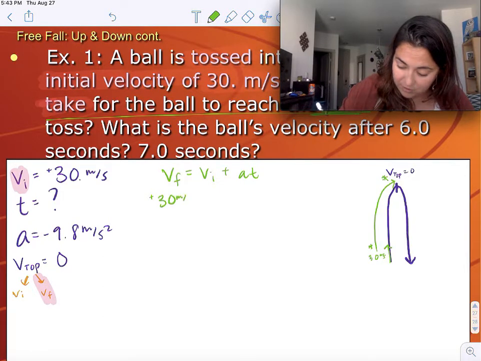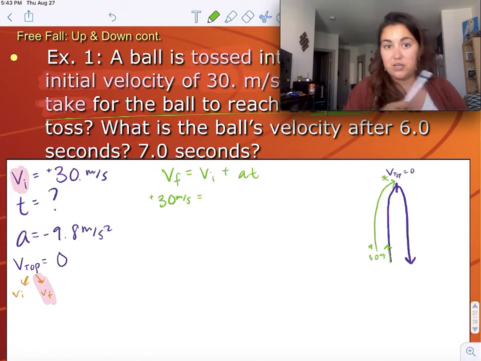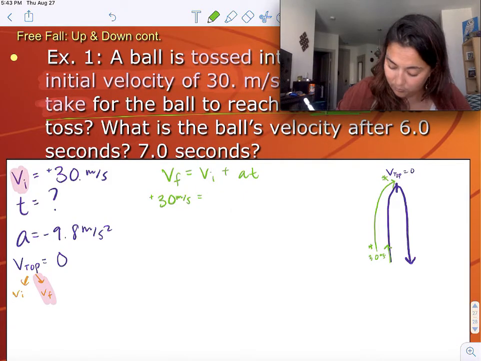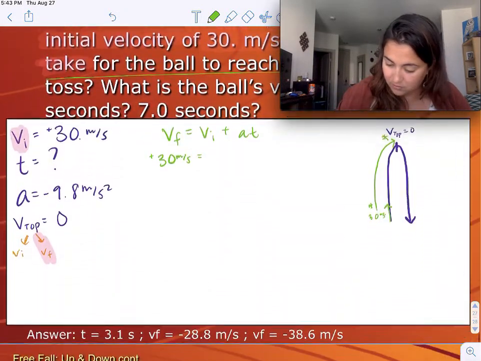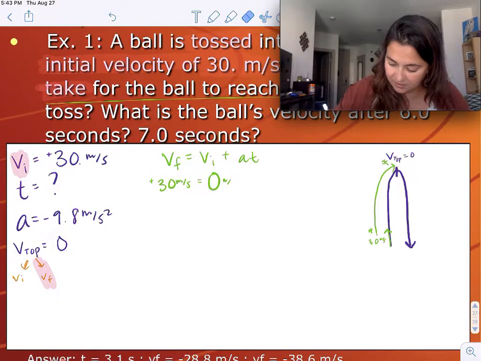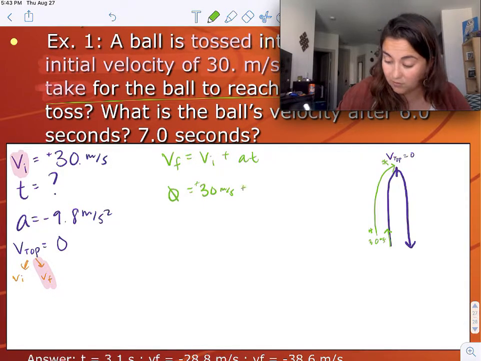You also want to be sure to keep track of positive and negative here. Every time you have an object potentially moving in two different directions, up or down, positive or negative, left or right, you want to be sure to label those so you don't mix things up and get a bad answer. Speaking of mixing things up, 0 is supposed to be my final velocity. 30 is my initial, and swapping them would have changed my answer. So be very careful when you do that.